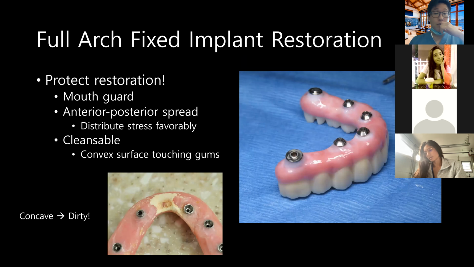You also want to make it cleansable. You want the surface that touches the tissues to be convex, not concave. So if it's concave, let's say this surface is concave, and you try to put a floss through it, you're not going to be able to clean that. But if it's convex, you can put the floss through it and just pull down and you can clean, right? So you want the tissue surface of the full arch restoration to be convex, not concave. It has to be cleansable for long-term longevity, right?